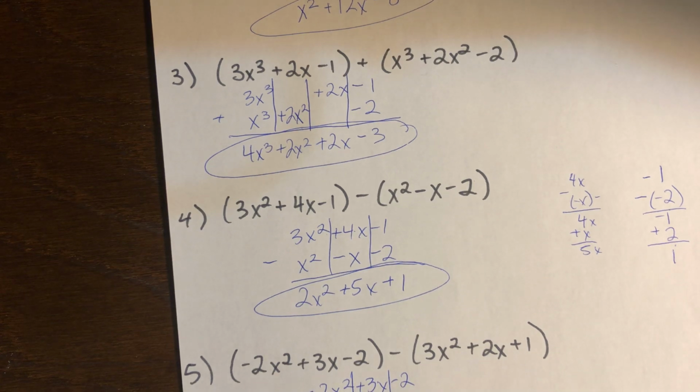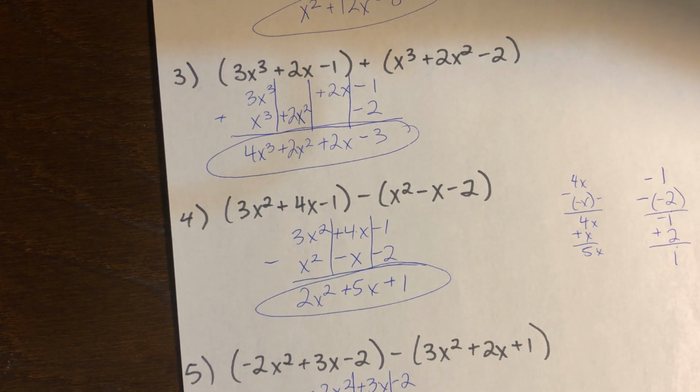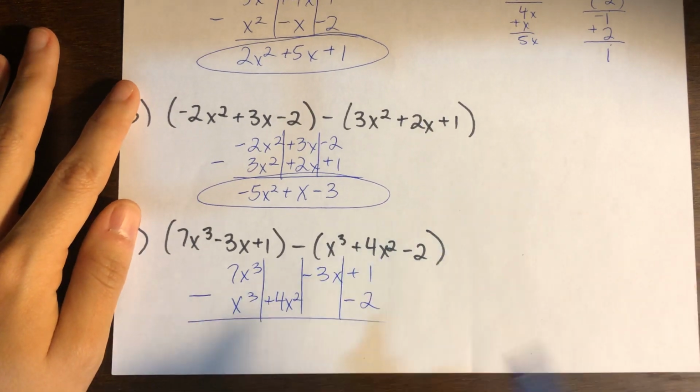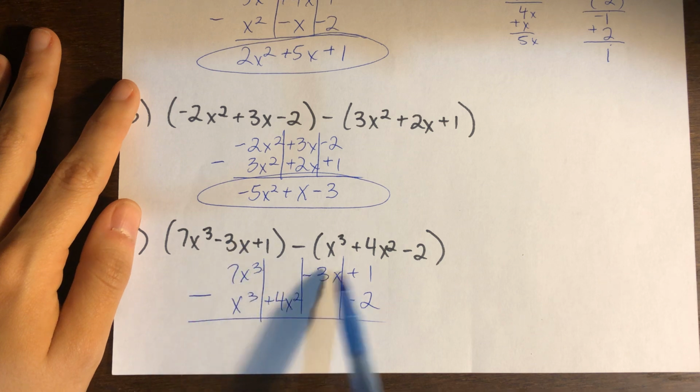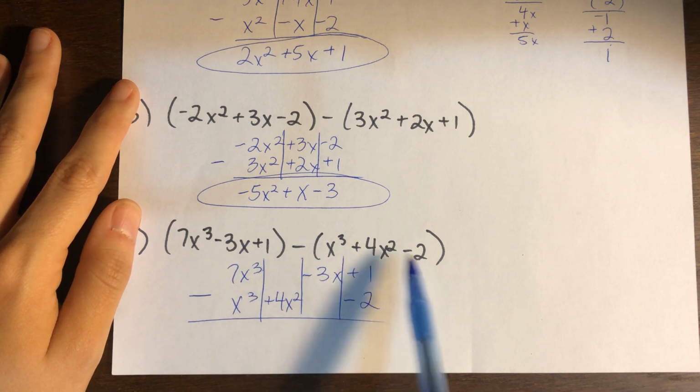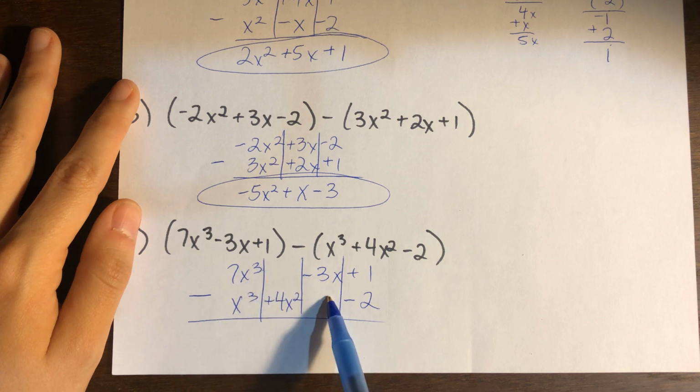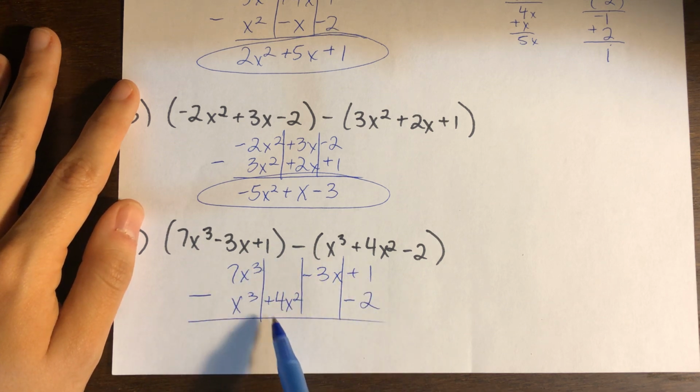Okay, last but not least, we have our 7x cubed minus, right? So we're missing the x squared again, so we're going to leave some space, minus 3x plus 1. Then we have minus x cubed plus 4x squared, so that's there. We're missing the x over here, so we're just going to put minus 2. Draw the line. Now we separate the columns. So what I did was I have 7x cubed, I'm writing it, but this one's missing an x, and this one's missing an x squared, so I leave them blank. Now I'm drawing it in. So I separated by column.